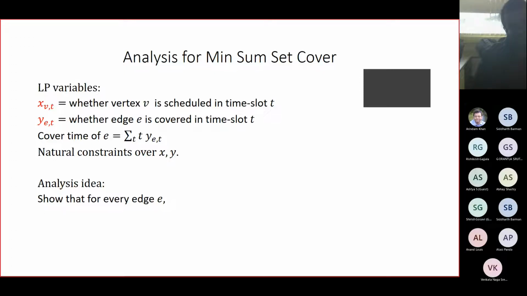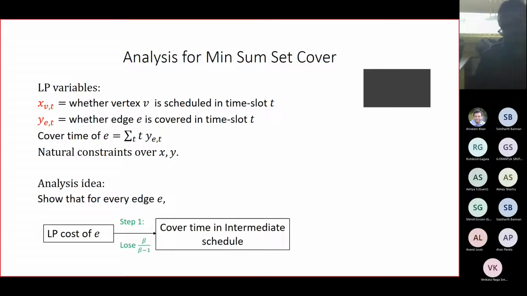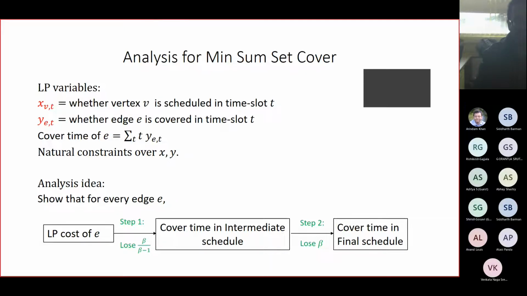And what is the analysis idea? For every edge e, we analyze in 2 steps. First of all, we have an intermediate schedule, and we lose the factor of beta over beta minus 1. And then we break ties at random. Then we lose this beta. And this beta happens because the load of the solution is beta. The load of Z is beta. That's why you lose beta in the second step. The total loss is beta squared over beta minus 1, the product of these 2 losses. Then you optimize this, and you get beta equals 2, giving approximation ratio of 4. Yeah, so that's the plan of the analysis.